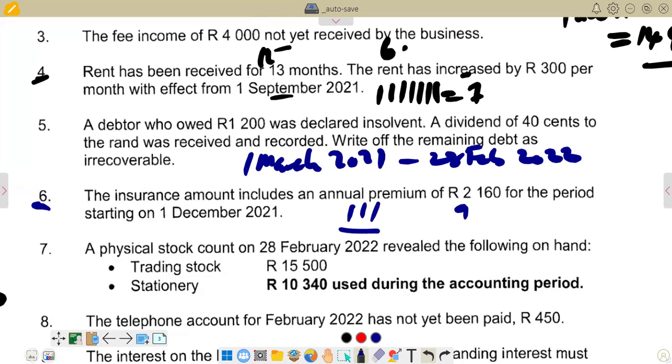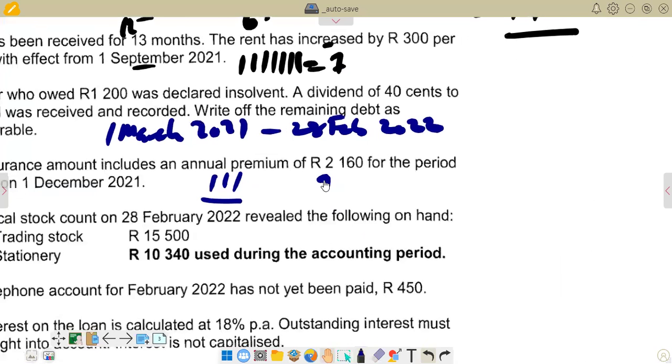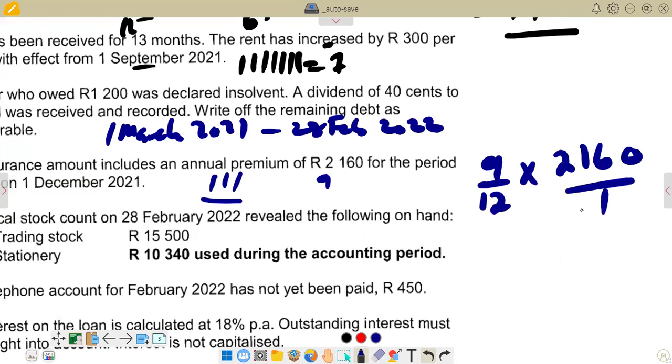So what we are saying is, remember the months that we want to exclude from the calculation, 9 months, do not belong to this period. So we are saying 9 over 12 times 2,160 to get the months that we are supposed to remove. So we are going to provide for that prepayment in the calculation. We say 9 divided by 12, and then we multiply by 2,160.